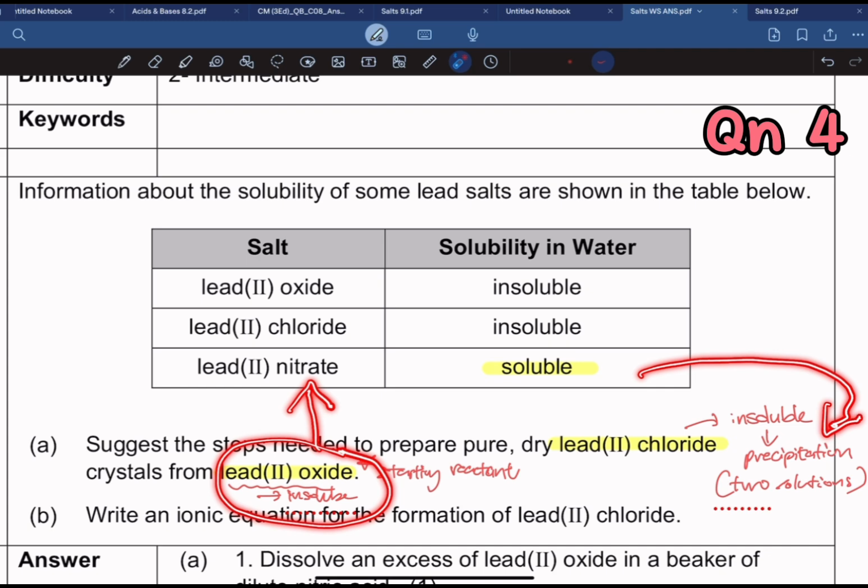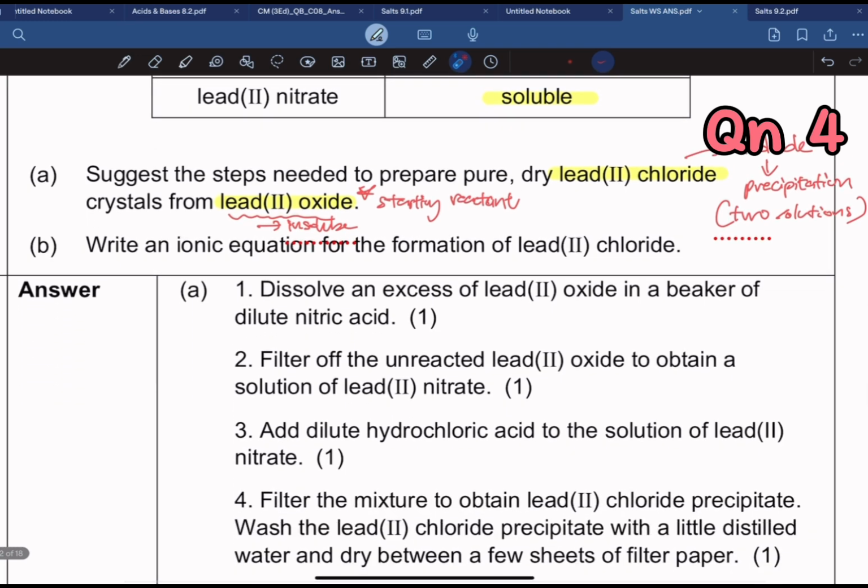Okay, so many of you did not think about this front part. You just went straight to add lead-2 oxide to your acid. Okay, so how do you change this to lead-2 nitrate? Basically, you're going to react this with nitric acid, right? Remember, we are going to use an excess. This is my excess insoluble reactant method because we want to form lead-2 nitrate. Lead-2 nitrate is a soluble salt and it is not a group 1 or ammonium salt.